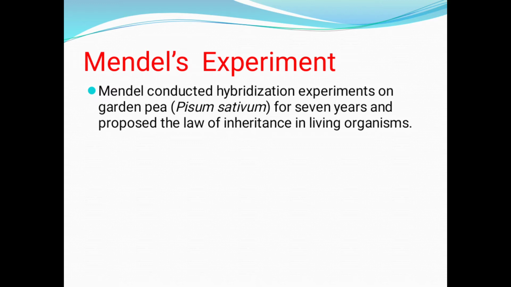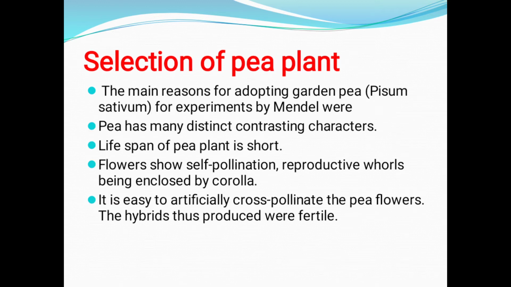Next, let's study how Mendel carried out his experiment. Mendel conducted hybridization experiments on garden pea, Pisum sativum, for 7 years and proposed the law of inheritance in living organisms. There were certain reasons for his selection of pea plant. Let's see what were those reasons.